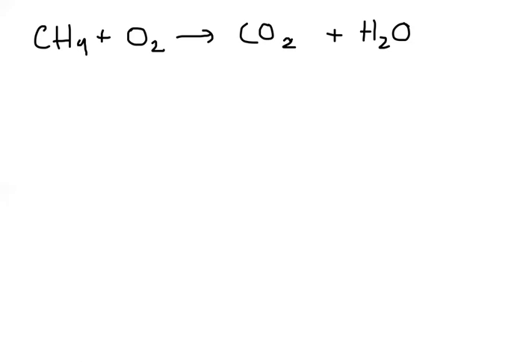So in this case, I'm going to start counting up my atoms from the beginning. Okay, so I have 1 carbon, 4 hydrogens, and 2 oxygens on the left. And on the right, I have 1 carbon, 2 hydrogens, and 3 oxygens, because I have to take into account both compounds that have oxygen in them. All right? So 2 from the CO2 and 1 from the H2O.